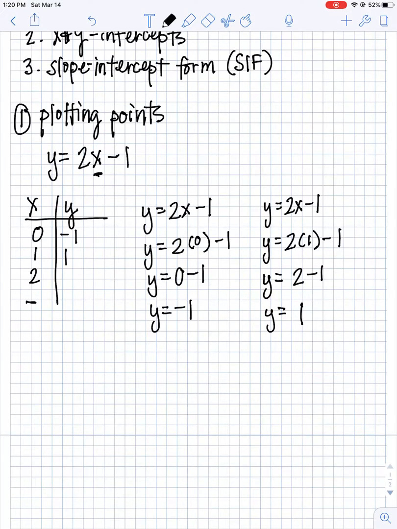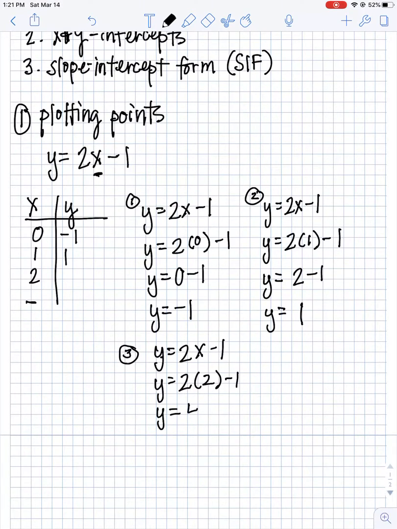Okay? And then my third number was, so this was the first one, this was the second one, and the third number we chose was 2. So it'll be, again, y equals 2x minus 1. So it'll be y equals 2 times 2 minus 1. So it'll be y equals 4 minus 1. And we all know that 4 minus 1 is 3. So it'll be y equals 3. So when I plugged in a 2, I got out a 3.